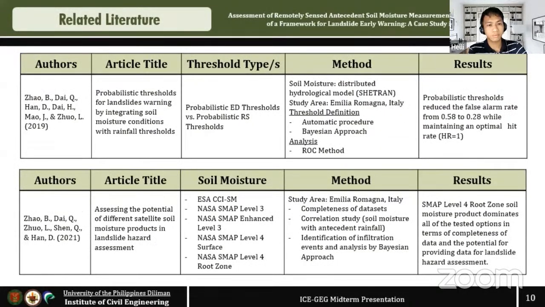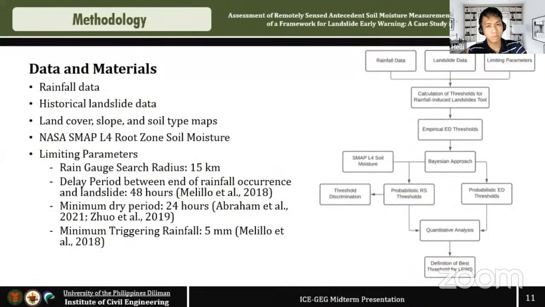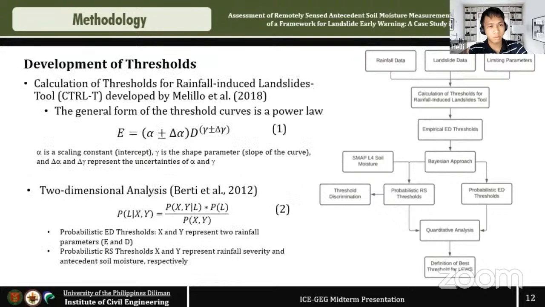Shown in this slide are additional references. The 2021 study by Zhao et al. serves as the reference for choosing the remotely sensed soil moisture product used for the study. For the methodology, first the collected data and limiting parameters were processed into the Calculation of Rainfall-induced Landslide Thresholds tool, or CTRLT. CTRLT uses an algorithm-based approach which automatically reconstructs rainfall events and identifies rainfall conditions that have triggered landslide events from which the thresholds are derived.